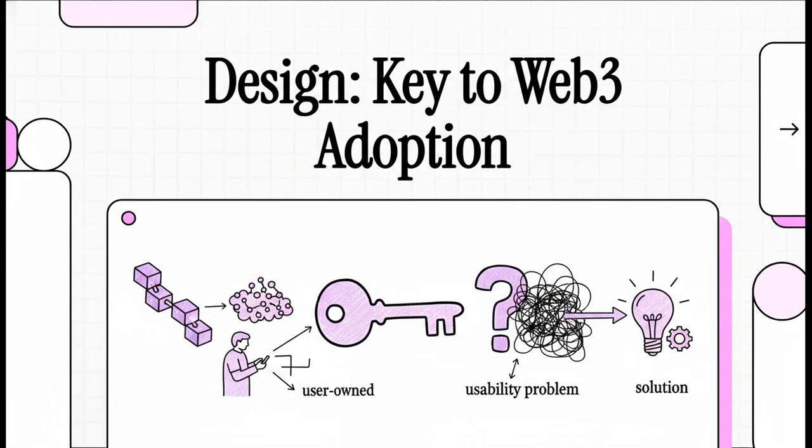We all hear about the promise of Web3, right? This idea of a decentralized, user-owned internet. It's a massive leap forward. But for all its potential, it's kind of being held back by this one huge roadblock. It's just not that easy to use. So what's really standing in the way of the future?